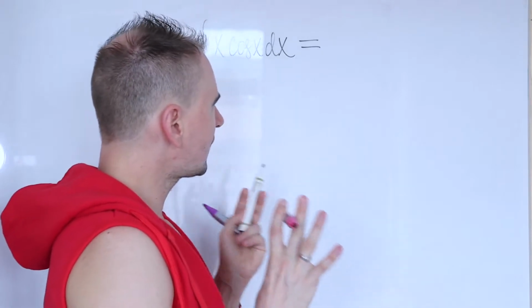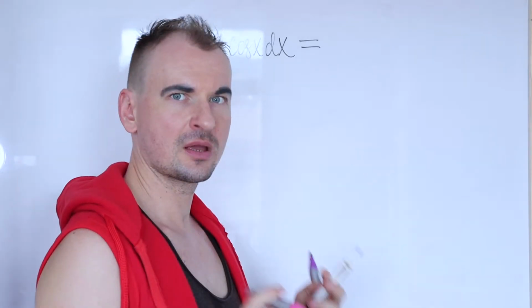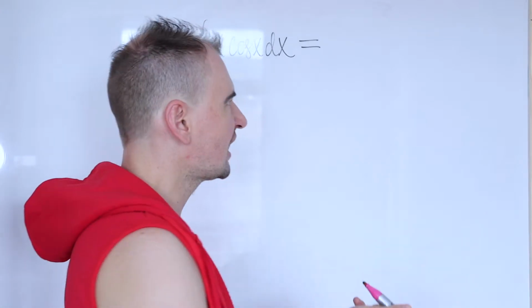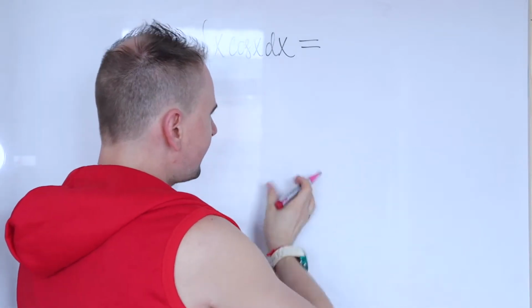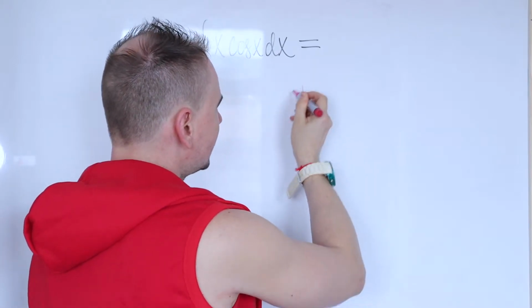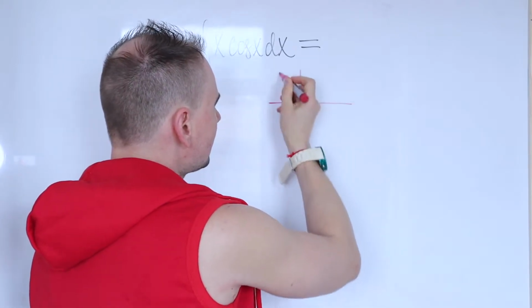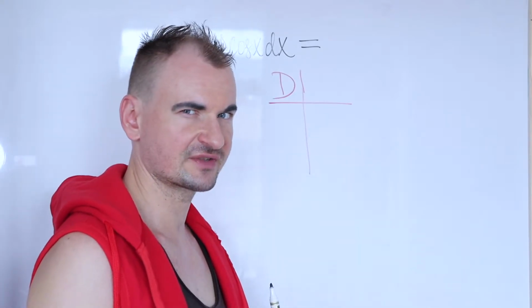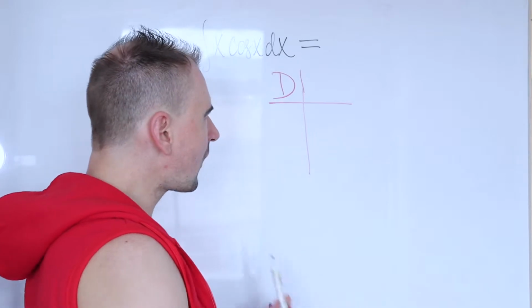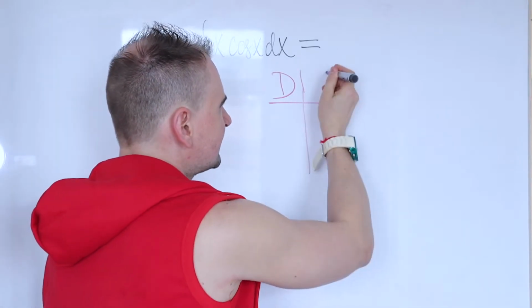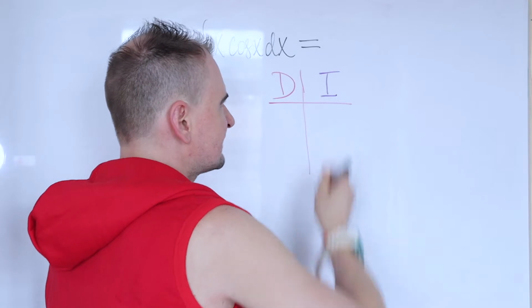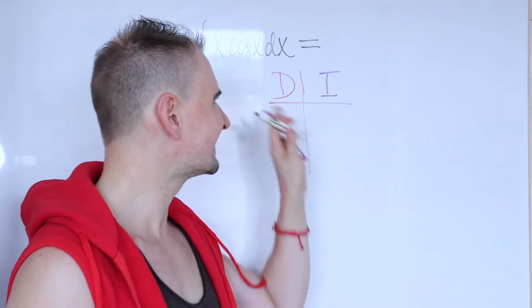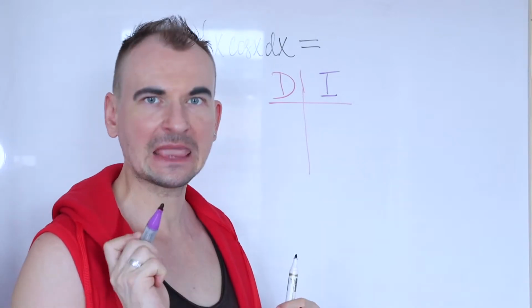Well, first of all, we begin by constructing the DI table, and the first column of your table is going to be D. So D stands for derivatives. The second column in your table is I, which stands for the integral. That's why this method is called the DI method.